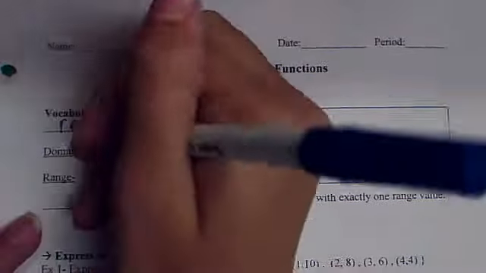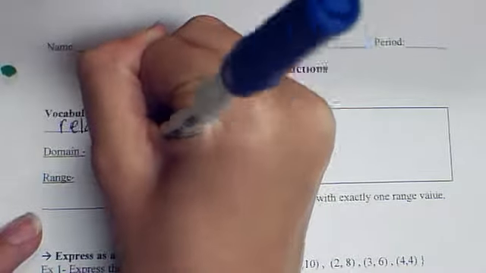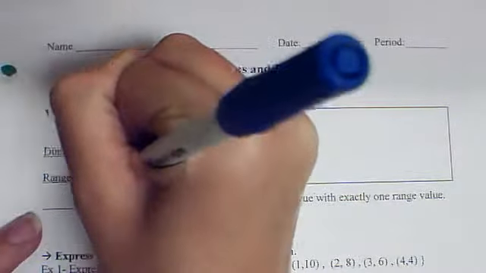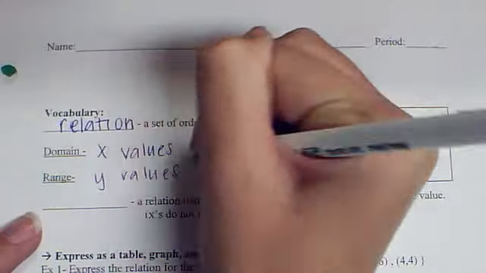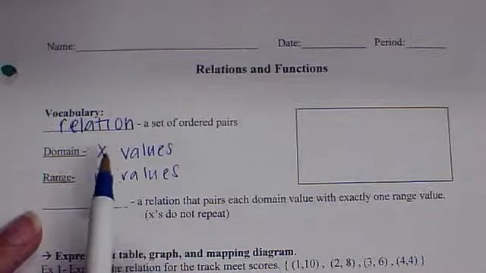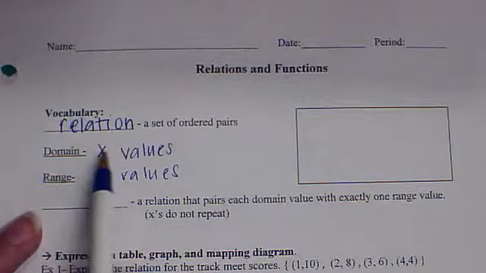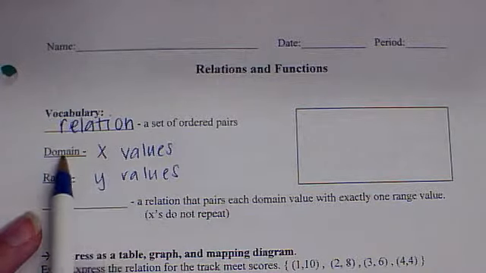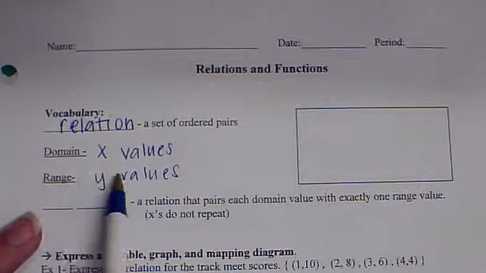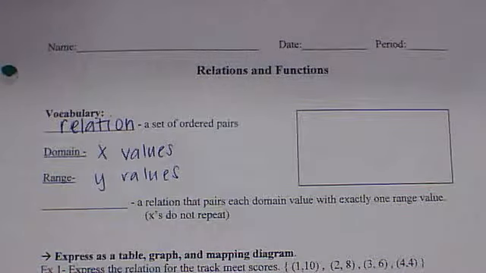The domain is the x values. The range is the y values. Okay? If you look at that, think of it alphabetically. It will be a good way to memorize that. D comes before R, X comes before Y. Domain is the X values, range is the Y values. You will need to memorize that. That will be very important for the rest of your math life.